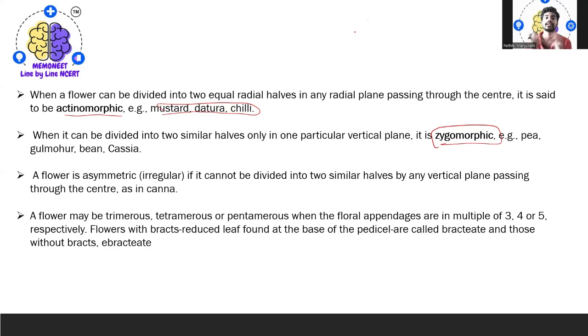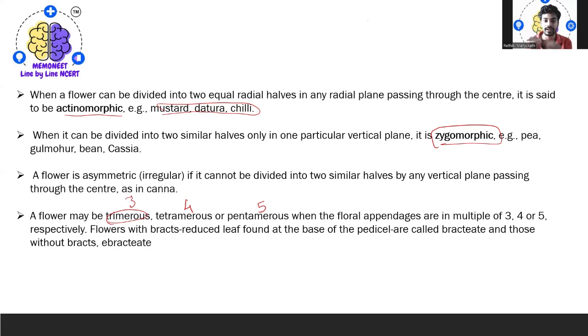Now, a flower may be trimerous, tetramerous or pentamerous. Trimerous means the floral appendages are in multiples of three, tetramerous means multiples of four, and pentamerous means multiples of five. This is the floral arrangement, students. When the floral appendages are in multiples of three, four, or five respectively, we call them trimerous, tetramerous and pentamerous.